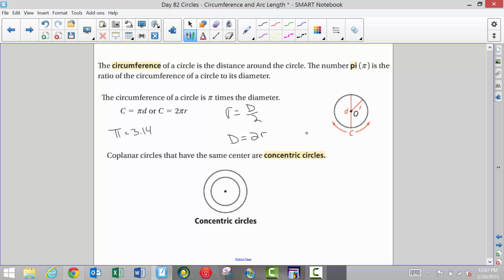Coplanar circles that have the same center are called concentric circles. So here are some concentric circles. They share a center. Therefore, I have circle A with 2 radii, radius 1 and radius 2. Concentric circles are not necessarily congruent, and they're only going to be congruent if they have congruent radii.